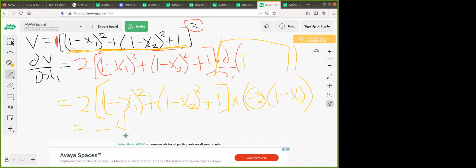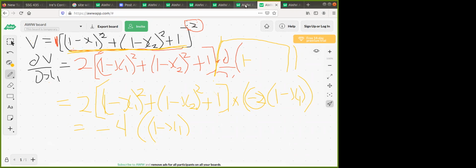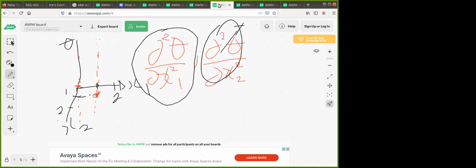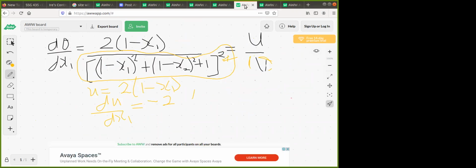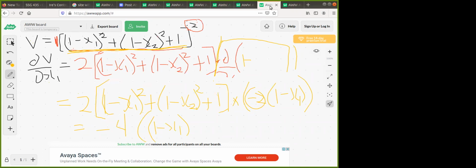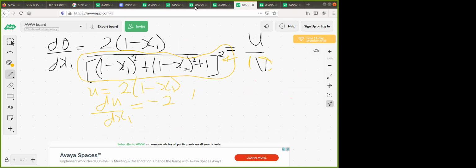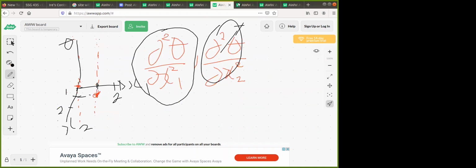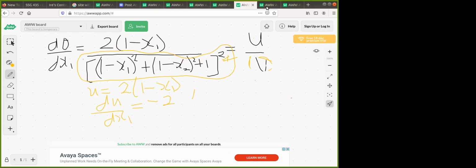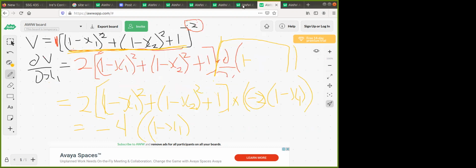That would be minus 4, everything multiplied by 1 minus x1. Okay. I'm coming to the derivative with respect to x1. What's our initial equation? I'm checking for it. This v divided x1. Okay, let me just write this again.